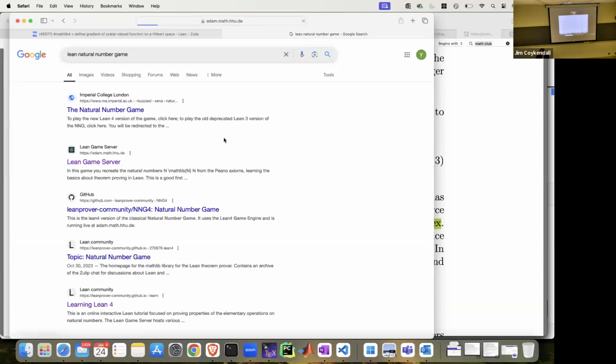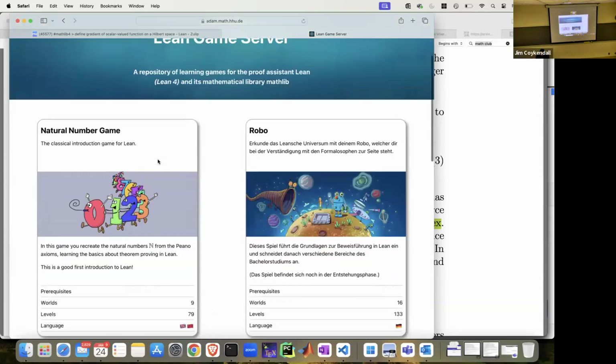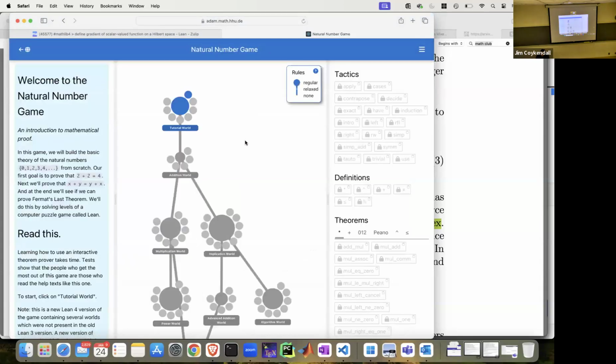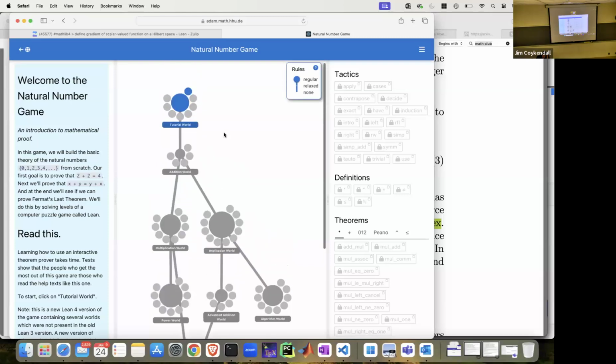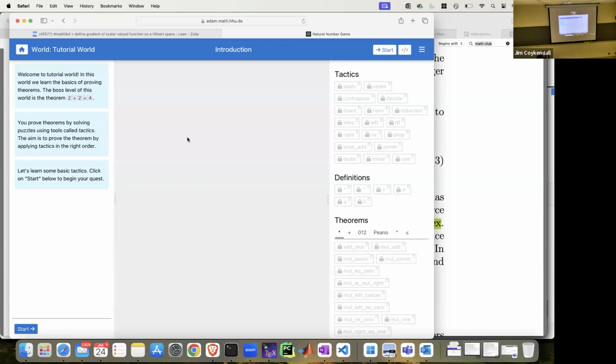This is actually how I got addicted to it. It's addictive, by the way. I think in the first couple of weeks when I was in touch with Lean, it was too addictive. I was not doing anything else. So what happens in this natural number game is that you don't need to install anything. It's pure web based. You can do everything on the web.